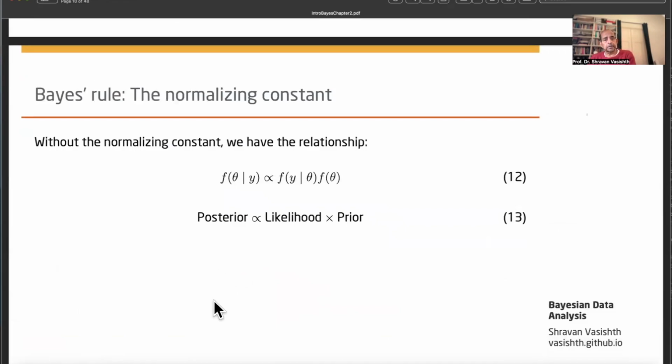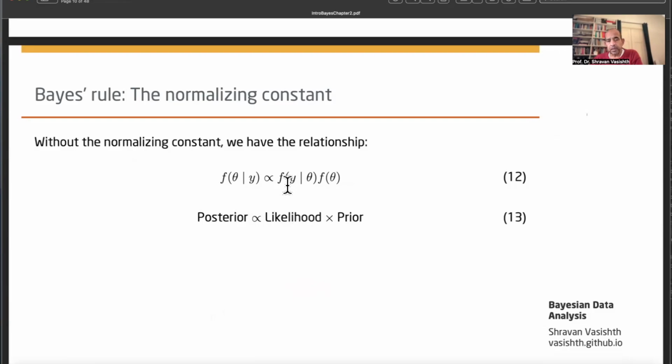All right, so what's interesting here is to notice that if we just ignore the normalizing constant, we can talk about the posterior distribution of theta given y up to proportionality. And we can say that the posterior distribution of theta given y is proportional to the likelihood times prior. So that's equation 12, right? This is often abbreviated as shown in equation 13. The posterior is proportional to the likelihood times the prior.